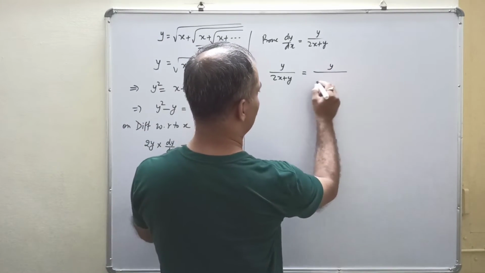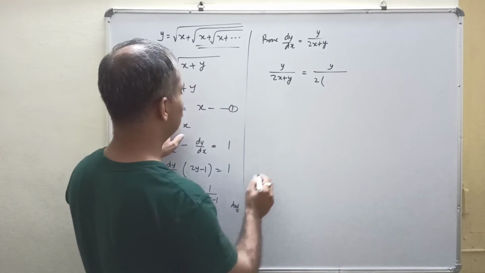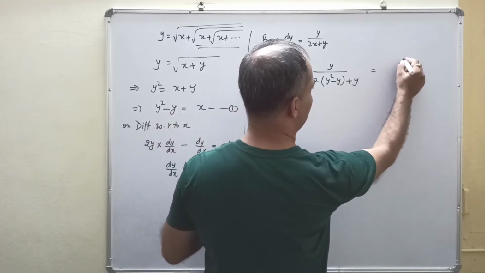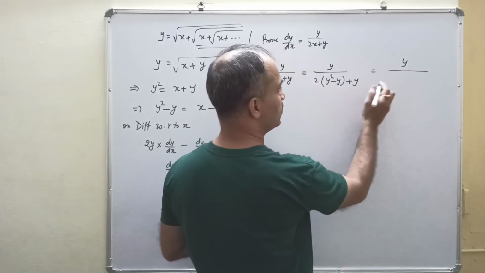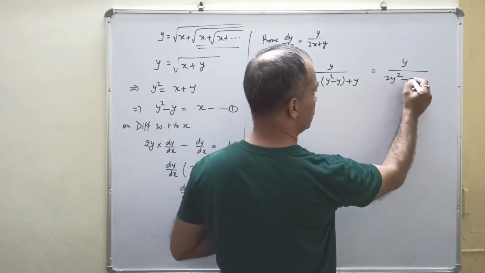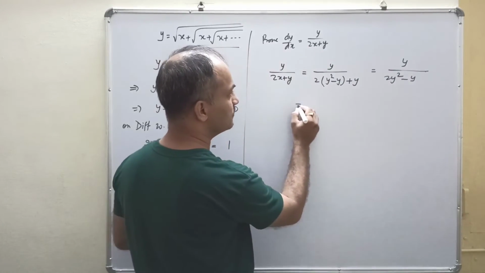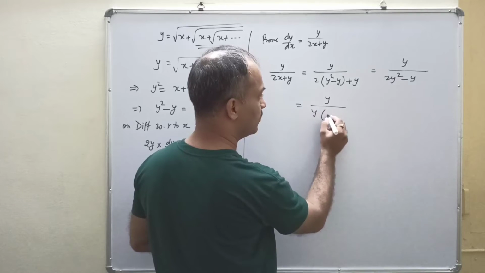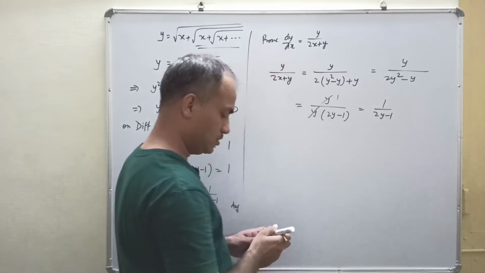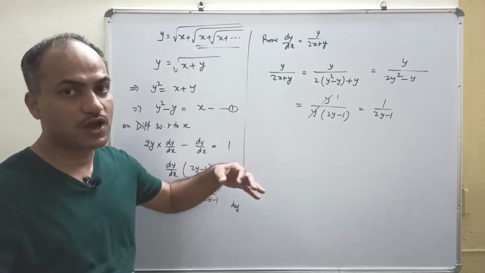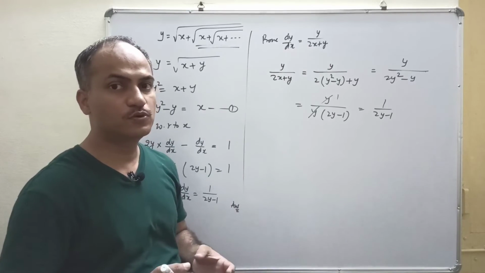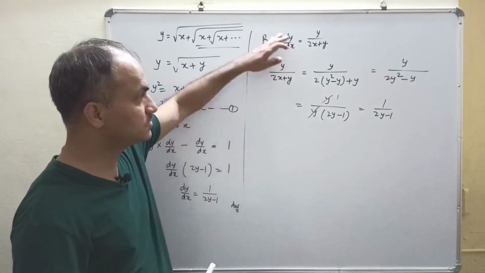It becomes y upon 2 times (y square minus y) plus y. It means it is y upon 2y square minus 2y plus y. It means minus y. Now take something common. From the denominator we have y(2y minus 1). So 1 upon 2y minus 1. So it is actually the same thing which you have proven. But they have kept this term in some different form. And you have to prove that form anyhow. Okay, this is one way.